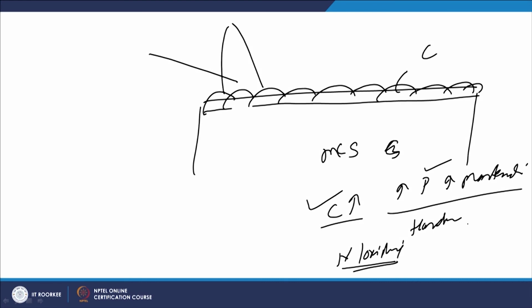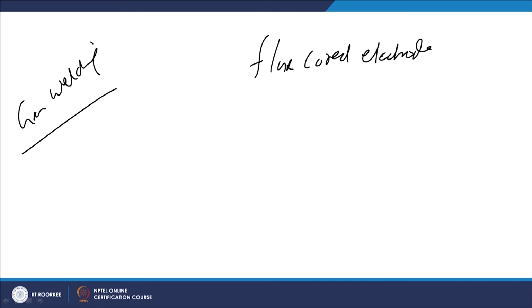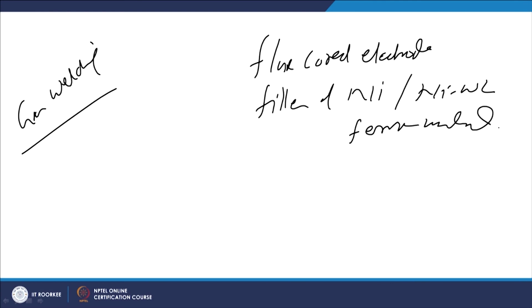Now, we will see what kind of metal systems are deposited using the gas welding processes. So, like the flux cored electrodes and the fillers of nickel or nickel tungsten carbide or other ferrous metals. These can be deposited using the gas welding process. Since the equipment for the gas welding is very simple and very cost effective, it can be used effectively for the surfacing of small areas, and the system is very easy, so it can be applied even by semi skilled workers also.